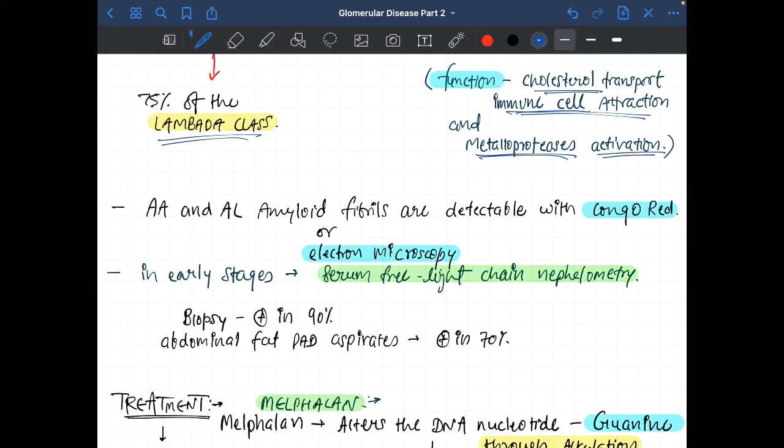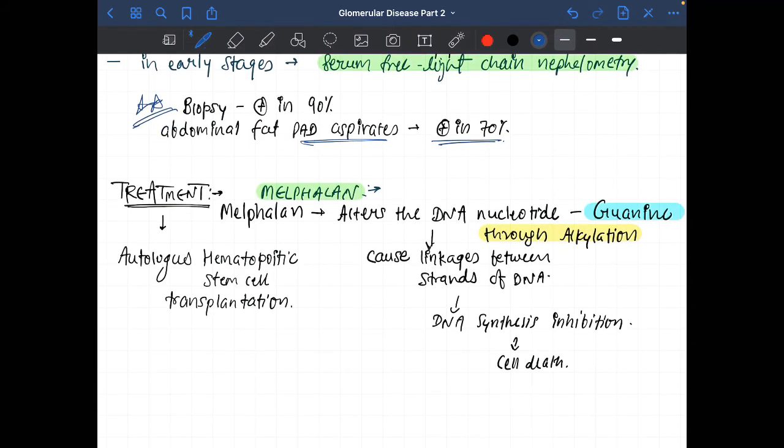AA and AL amyloid fibrils are detected with Congo red, very important exam question, or electron microscopy. In early stages, serum free light chain nephelometry can be done to detect amyloid fibrils. Biopsy is very important for diagnosis. In 90% of cases it's positive, and fat pad aspirates are positive in 70%. For treatment, very important, melphalan is the treatment of choice. What melphalan does is alter the DNA nucleotide guanine.